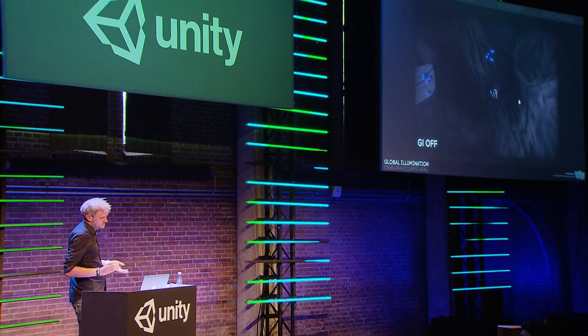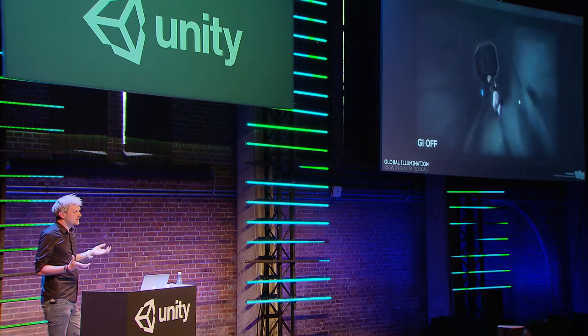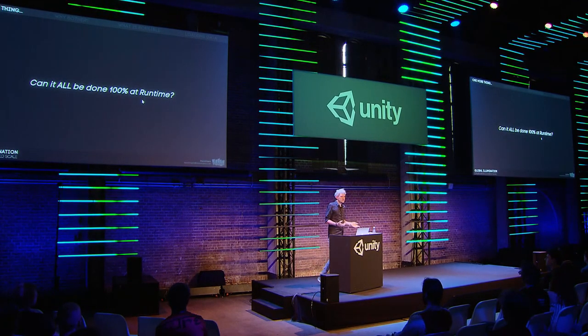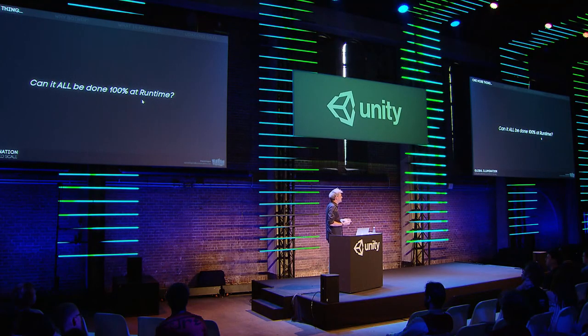OK, so that's where we are now with the game. That looks pretty good. It's all working. But there was one other thing that we wondered if it would be possible. And that was, could it all be done 100% at runtime? So no editor functionality whatsoever. So although you've got your light mapping in Unity to bake the probes, and you can create light probe groups in Unity, is there any way we could do this stuff at runtime?